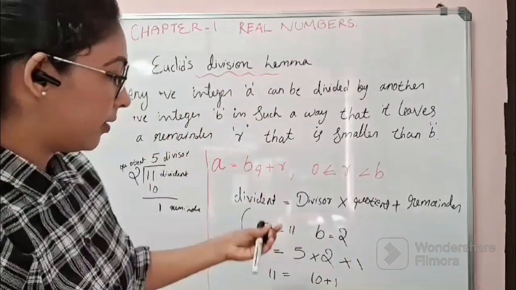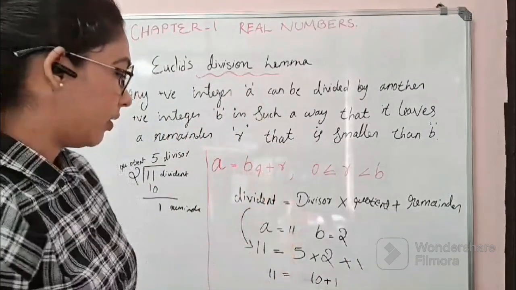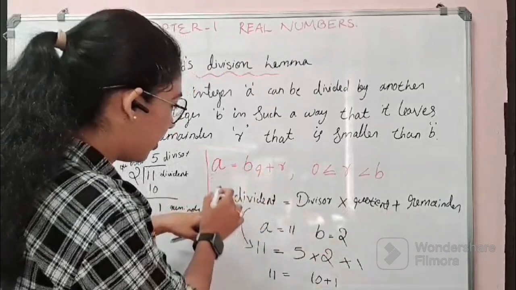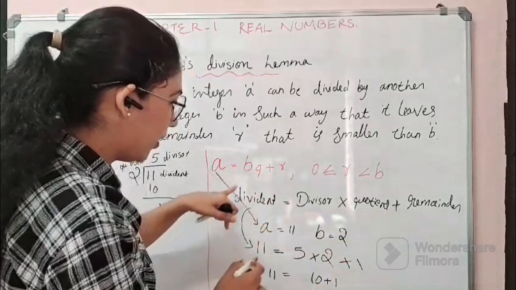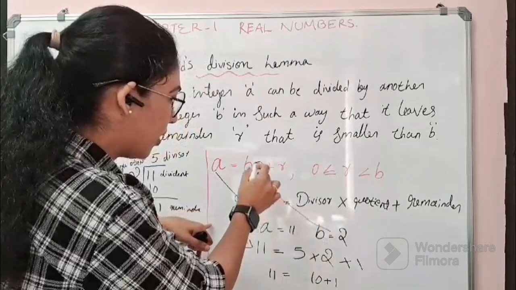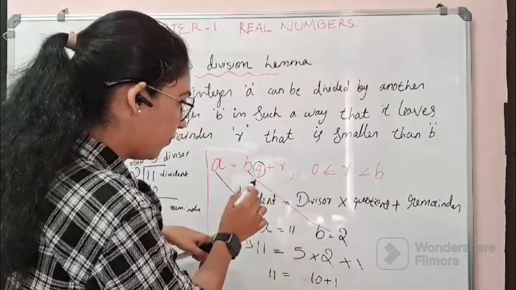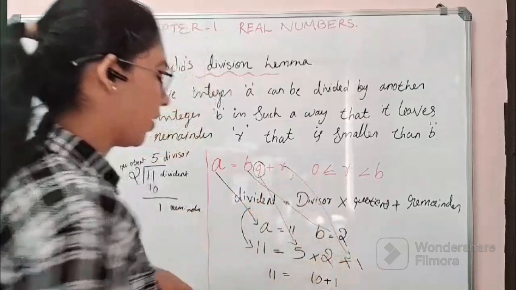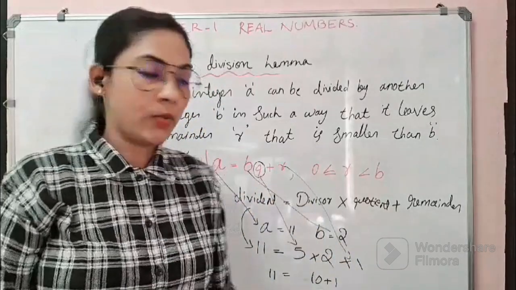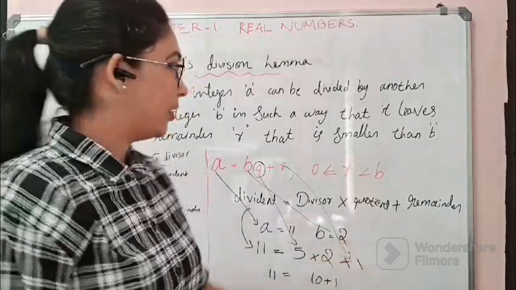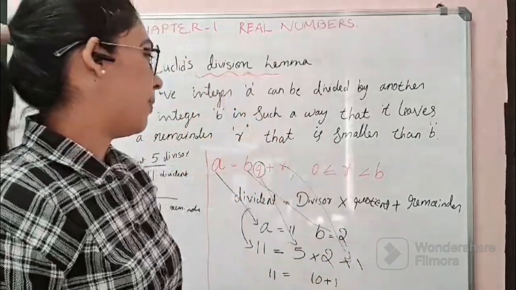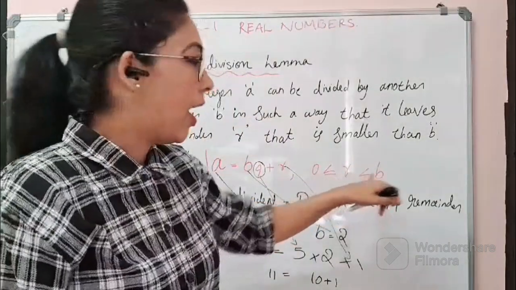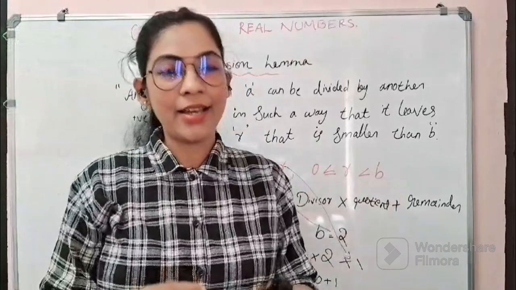This is a simple division method. Dividend equals divisor into quotient plus remainder. Here a = 11, b = 2, and q is the quotient, which is 5. The remainder is 1. So 11 = 10 + 1, and RHS equals LHS. So this is Euclid's division lemma. Here the remainder r should always be greater than or equal to 0 and less than b. So this is the theorem.